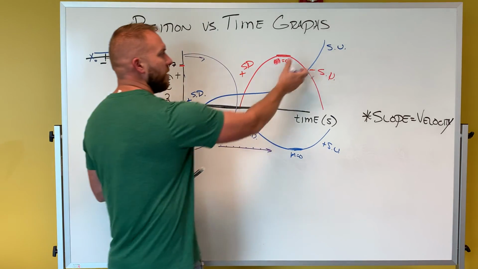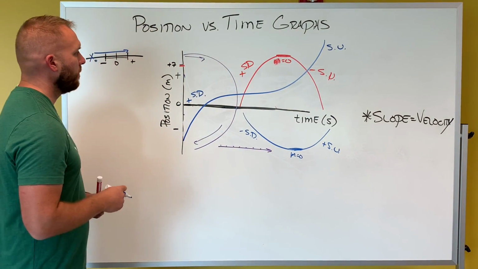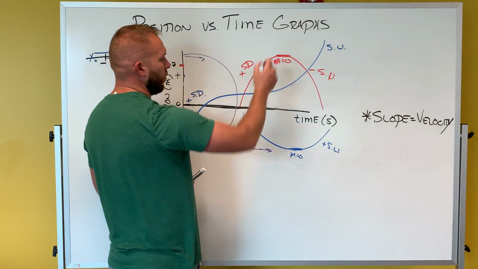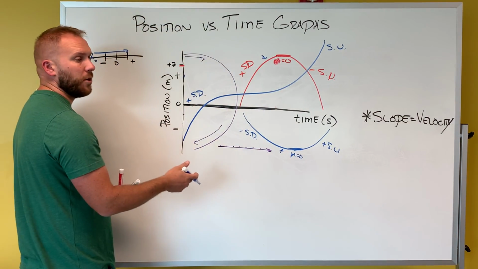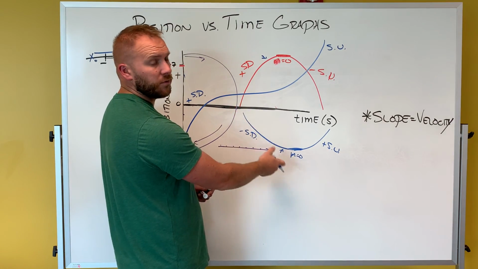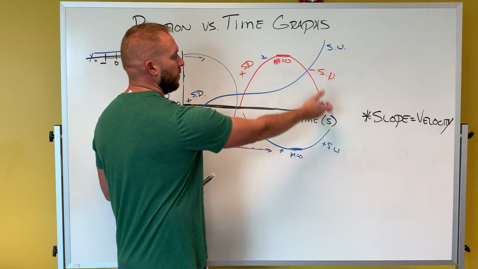So this object never actually changes directions, right? It just slows down and speeds up. Whereas these two, this one here and this one here, are actually changing direction. They're going from the negative direction, a negative slope, to a positive, or a positive slope to a negative.